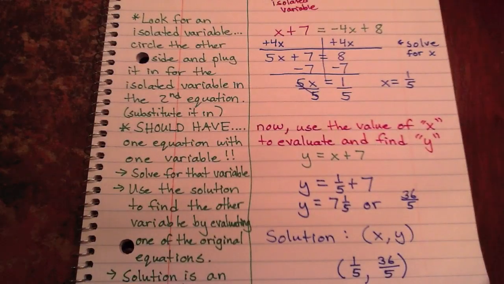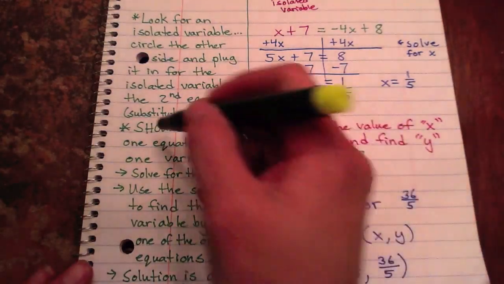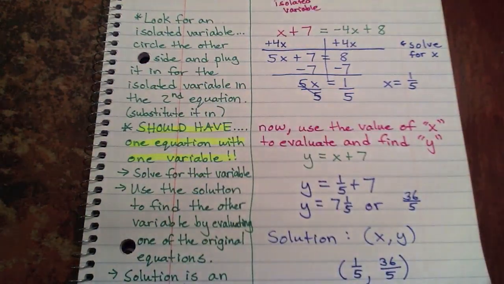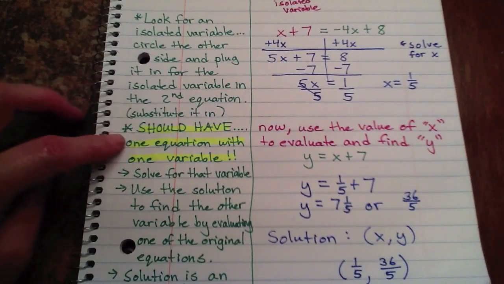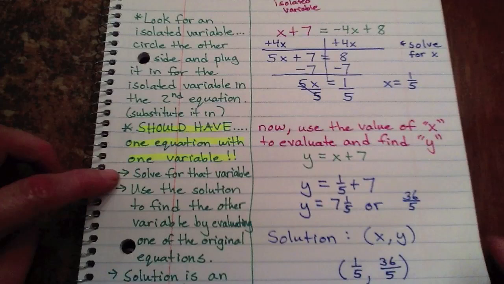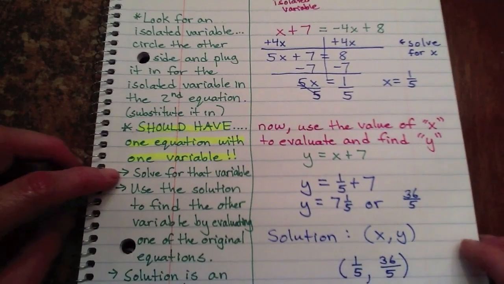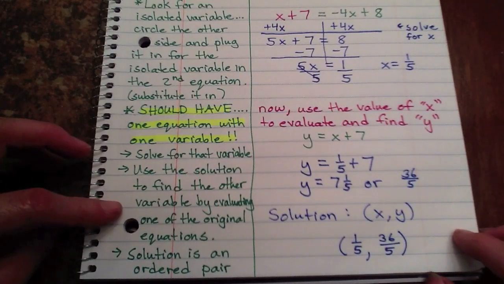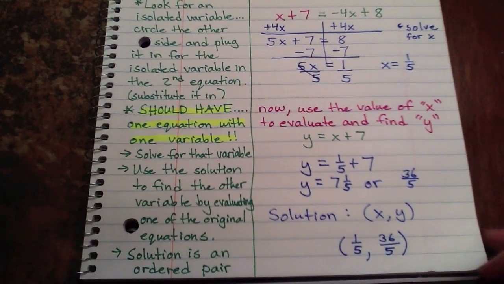So I want you to highlight that because that is the key. If you don't have one equation with one variable after you substitute, you did not do it correctly. That's where your mistake could be made right there. Once you have that, you solve for the variable that you've got left. Then you use your solution for that variable to find the other. And then your solution is an ordered pair.